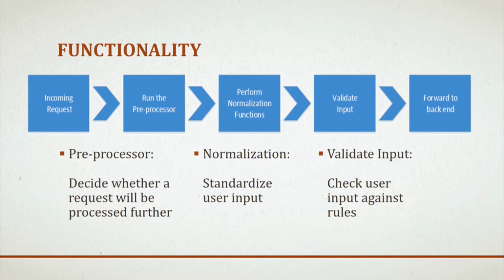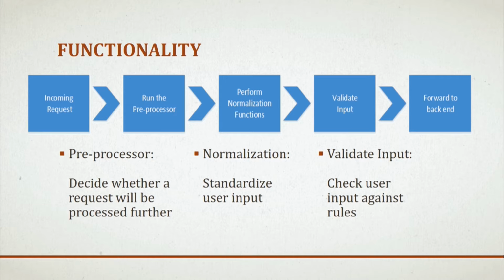Coming to the functionality of a web application firewall, the first thing is that a request is incoming. So the web application firewall runs the preprocessor. The preprocessor decides whether a request will be further processed by the WAF or whether it will not. So for instance, if the web application firewall sees, this request comes from an internal IP address, it may just skip it and send it to the backend.